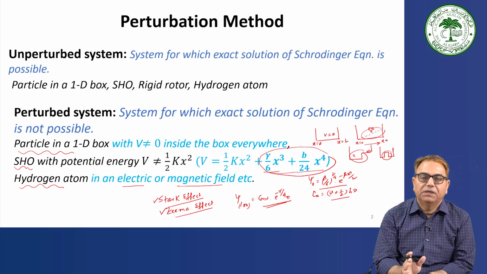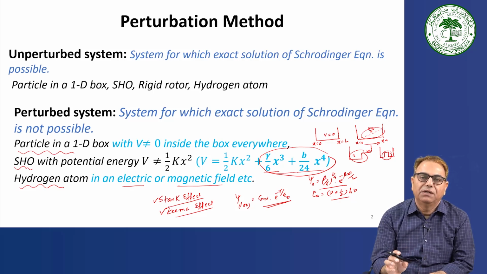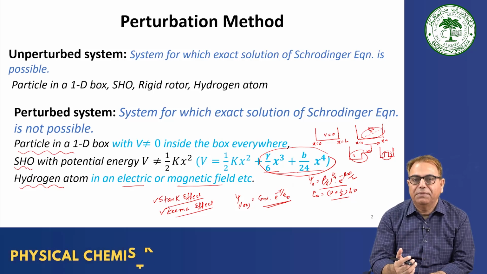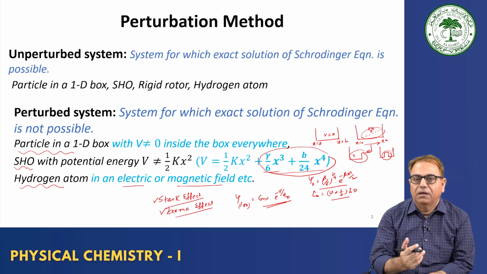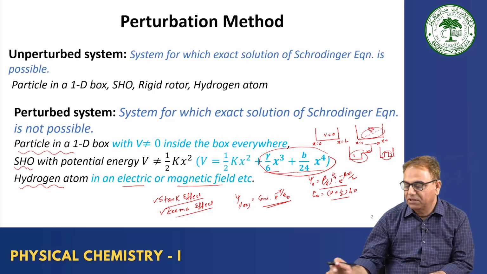So the perturbation method has a limitation: it involves only those systems whose exact solution is known. If there is a slight perturbation in the system, then you can account for it and develop a method for finding the eigenvalue and the eigenfunction for those systems. This is the limitation of the perturbation method, but even though it's very important, I will talk about that later on.